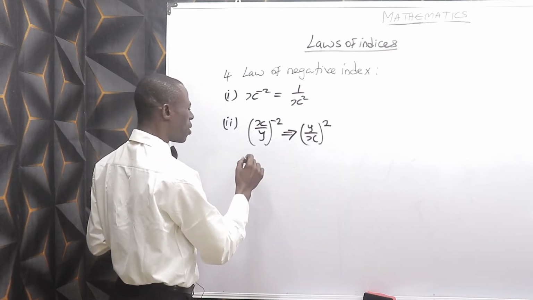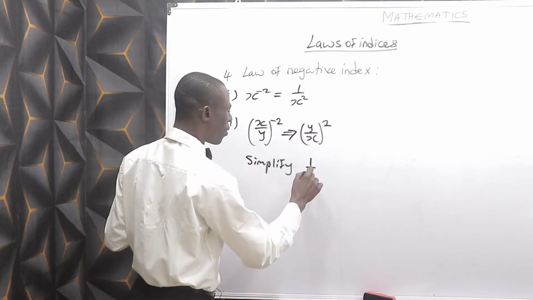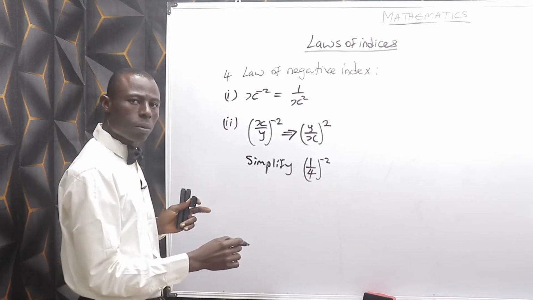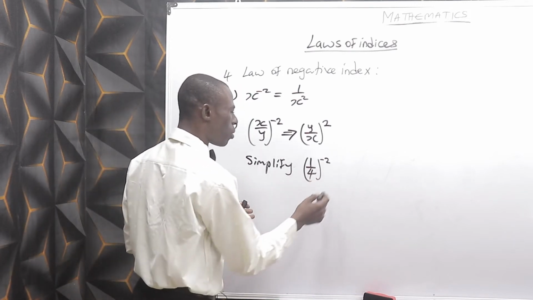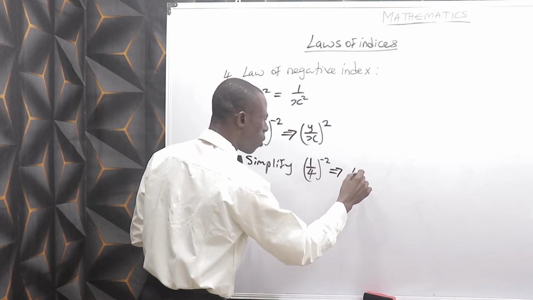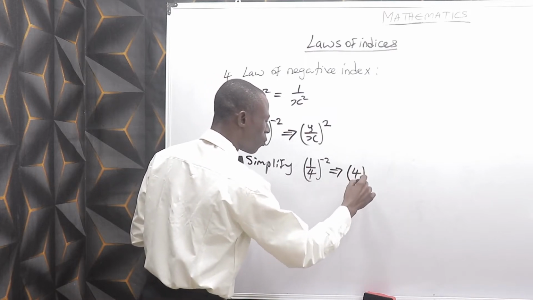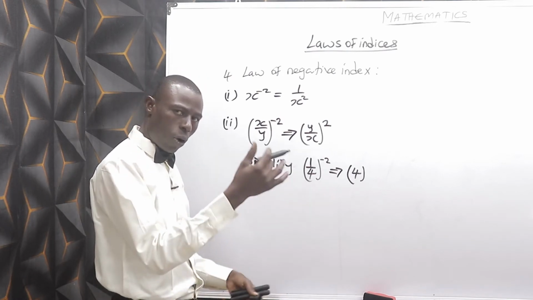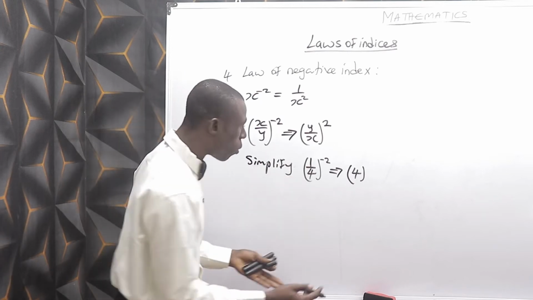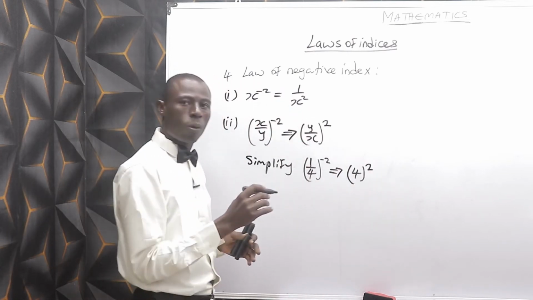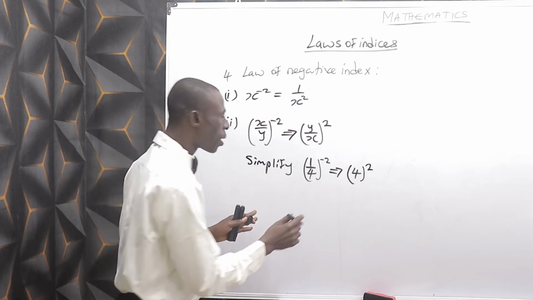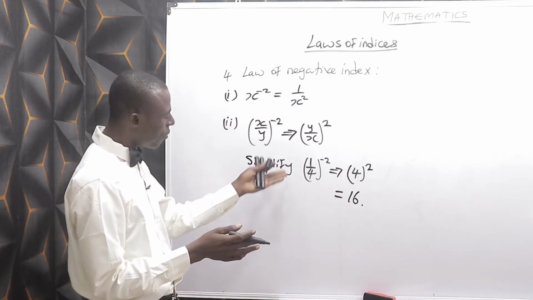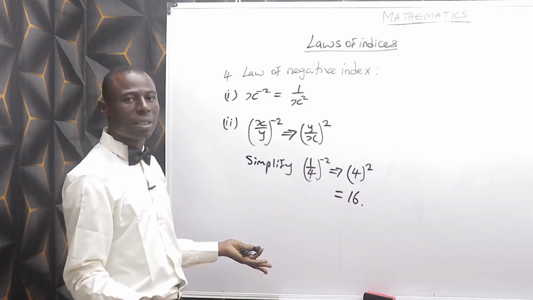Example of this is when you are to simplify 1 over 4 raised to power minus 2. 1 over 4 raised to power minus 2 will be expressed as 4 over 1. 4 over 1 is 4. The inverse of 1 over 4 will be 4 over 1. And 4 over 1 is 4. Now raised to power just 2. The negativity will no longer be there. And 4 raised to power 2 is 16. That's the result. So if you are given this to simplify, the result is 16.